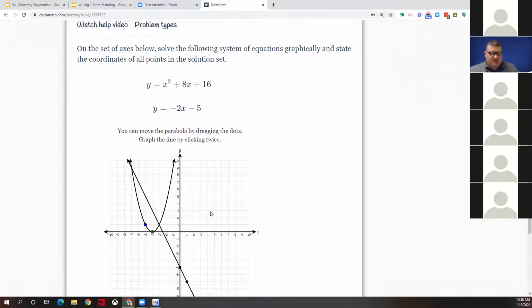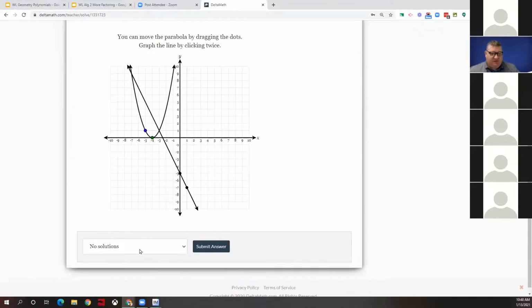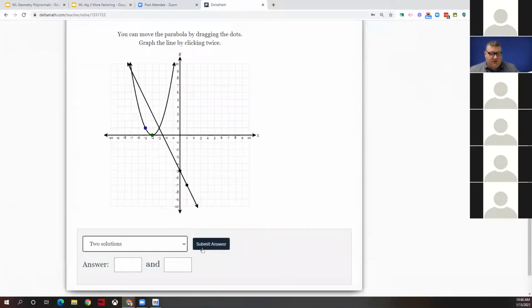There you go. How many solutions do you see? How many times do they cross? Twice. There you go. And the answer is at -3. And where's the other place they cross? -7. So a little review there. Back to algebra 1.